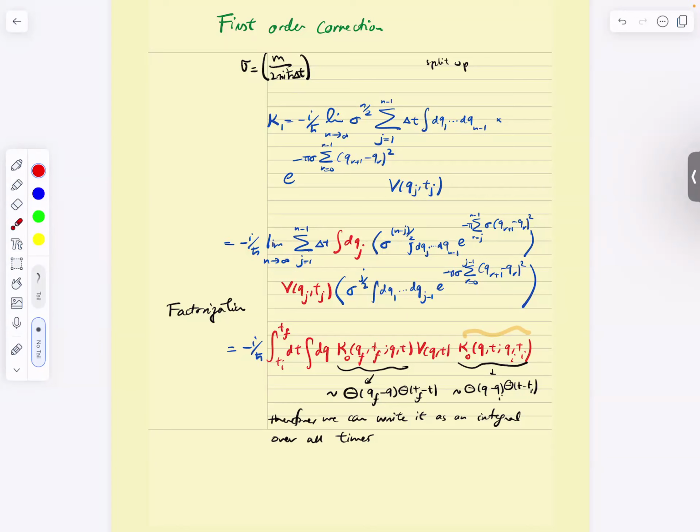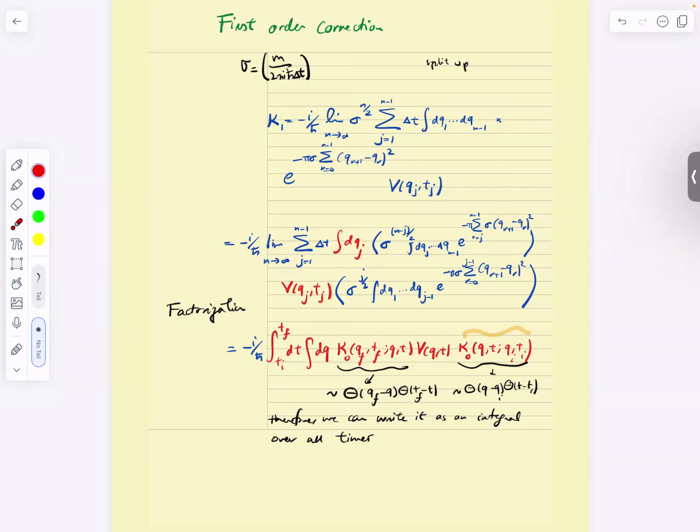So how am I going to do this integral? Here, I'm going to insert a resolution of identity, Q prime T prime, Q prime T prime. That means that when I insert this resolution of identity, this V of Q comes out. What I obtain is V of Q prime, a propagator from here to Q prime, and a propagator from Q prime to Q prime.